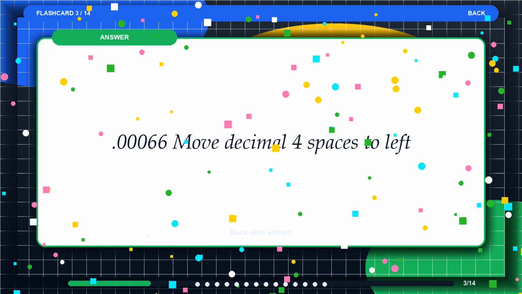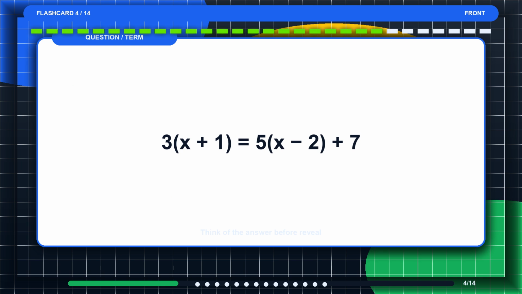The answer is .00066, move the decimal 4 spaces to the left. Flashcard 4. 3x plus 1 equals 5x minus 2 plus 7. Pause and think of the answer before the review.